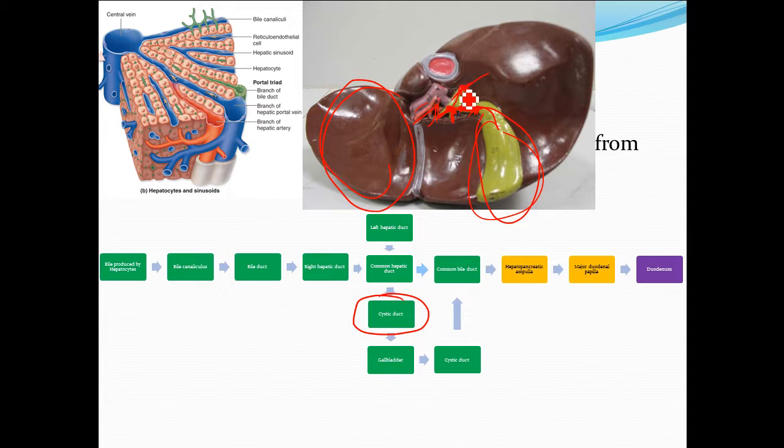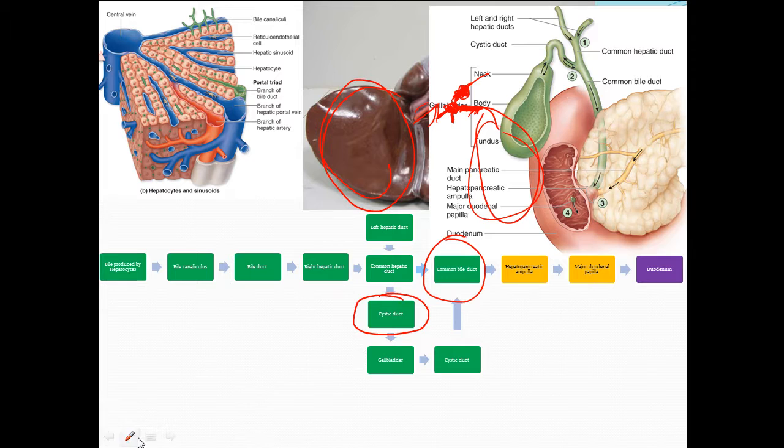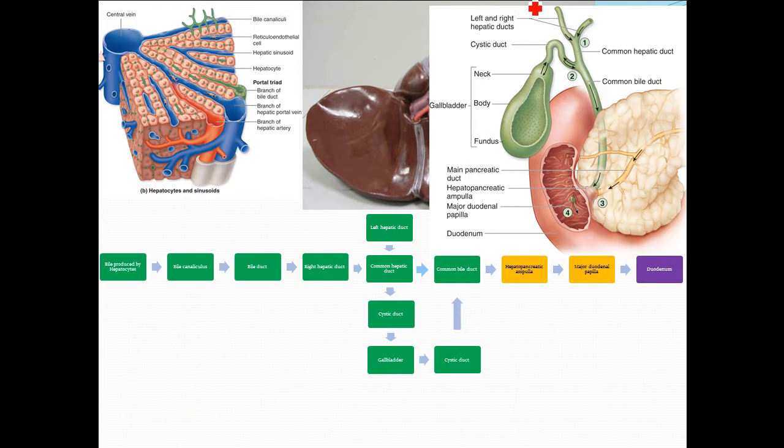So from here, this is called the common bile duct here. So from the cystic duct and where the common hepatic duct goes to is the common bile duct here. And from the common bile duct, if you notice here, same structures, right? The right and left hepatic ducts, the common hepatic duct, cystic duct, going back and forth. Here's the common bile duct.